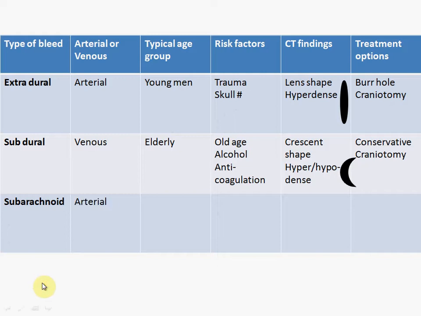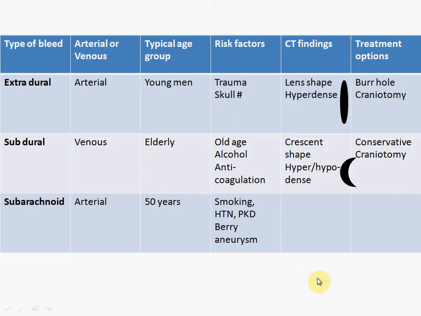Subarachnoid, arterial or venous? Well, these are arterial. The typical age group: not young, not elderly, but the mean age of 50. The risk factors include smoking, hypertension, polycystic kidney disease, and berry aneurysms, and arteriovenous malformations as well.